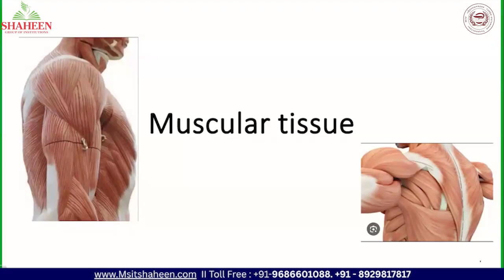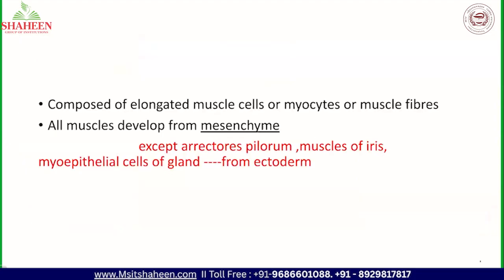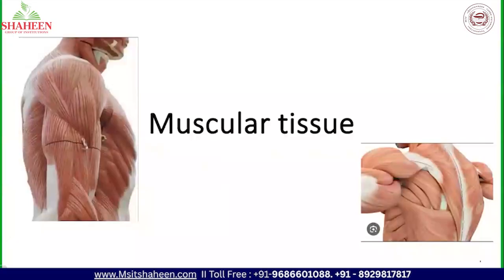Today we are going to learn about the muscular tissues. Just tell me, what are the different types of muscular tissues in our body? Skeletal muscles, cardiac muscles, and smooth muscles, the visceral muscles.